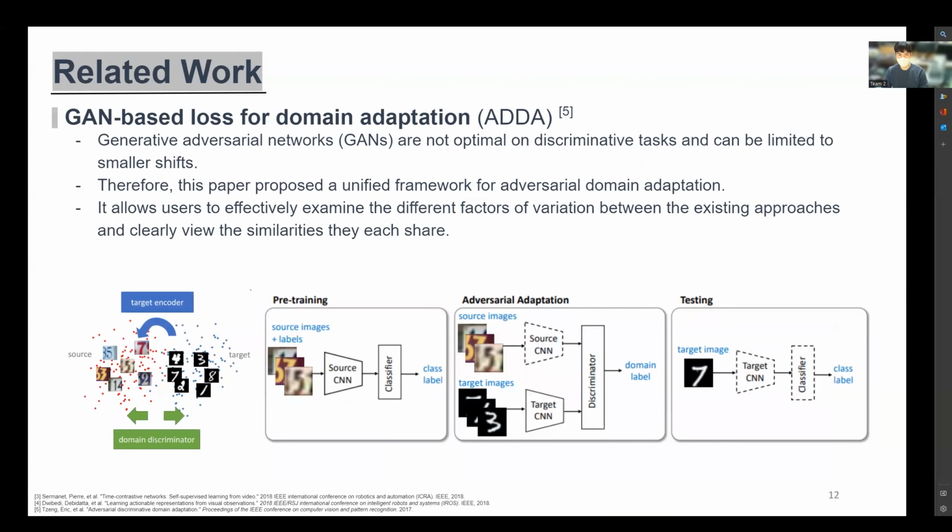Last but not least, because generative adversarial networks, GANs, are not optimal on discriminative tasks and can be limited to simulation, this paper proposed a unified framework for adversarial domain adaptation, allowing users to effectively examine the different factors of variation between the existing approaches and clearly view the similarities they each share.